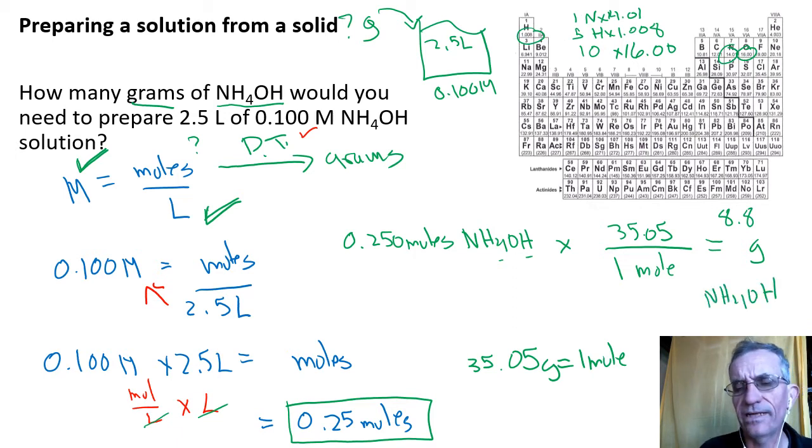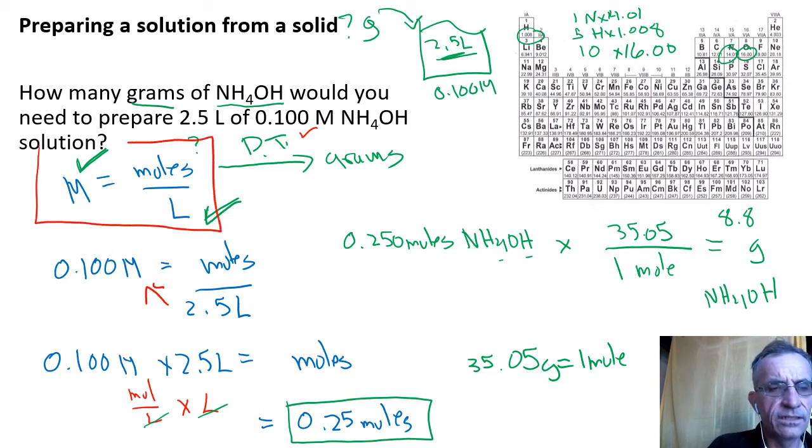All right, we'll do another one in a sec, but hopefully this is making sense. So basically, if you got 8.8 grams of this solid, you tossed it in 2.5 liters of water, you would make a 0.1 molar solution. All right, so big idea. How do we figure this out? Well, you use your molarity equation. You figure out how many moles you need. And once you know how many moles you need, you can use your periodic table to figure out how many grams you need. All right, let's try one more.